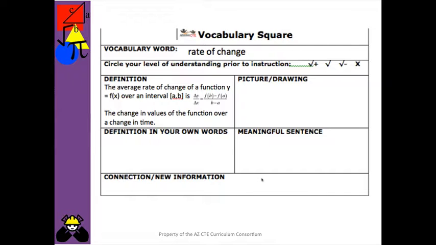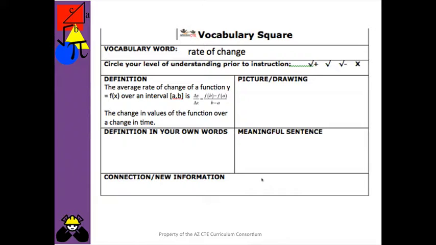Here's your vocabulary term for today, and it's rate of change. The average rate of change of a function over an interval from one number to another, like from 5 to 10 or 1 to 100, is defined as the change in y. That little triangle sign means delta. It means change in y over the change in x. It means the function evaluated at b minus the function evaluated at a, over b minus a. The change in values of the function over the change of time is usually what it means.